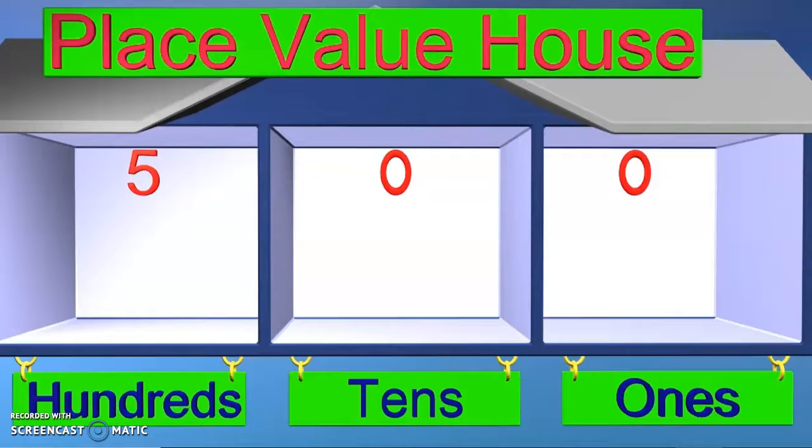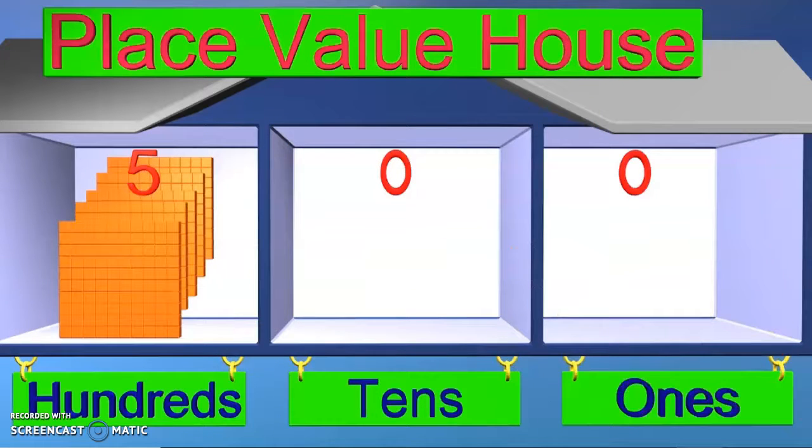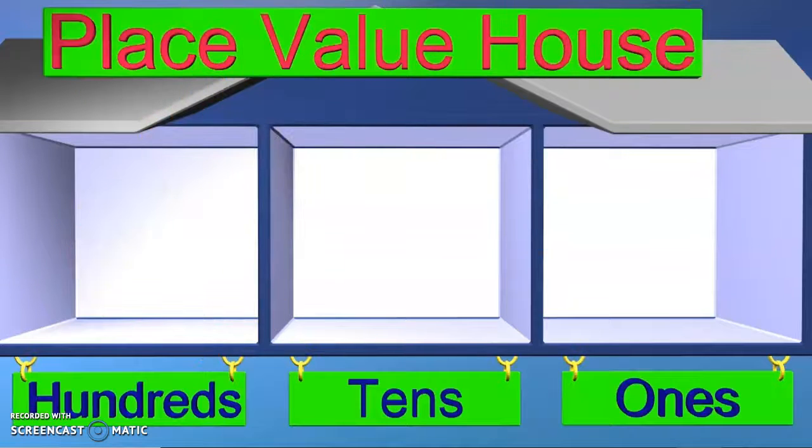To show us this, let's get some hundreds blocks. To get 500, we need how many hundreds blocks? If you said 5, you are correct. We need 100, 200, 300, 400, 500. If we compare 500 to 50, we can easily see that 500 is a lot more than 50. So a 5 in the hundred spot is a lot bigger than a 5 in the 10 spot. It's very important to pay attention to which spot the numbers are in because this changes the value of a number. Let's look at another one.